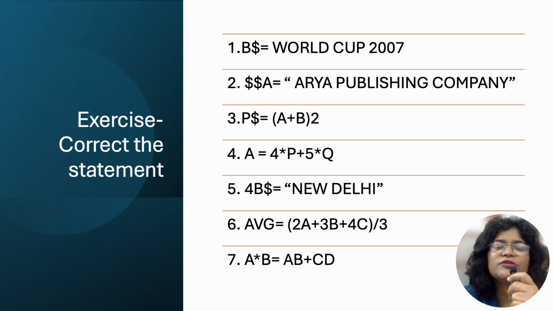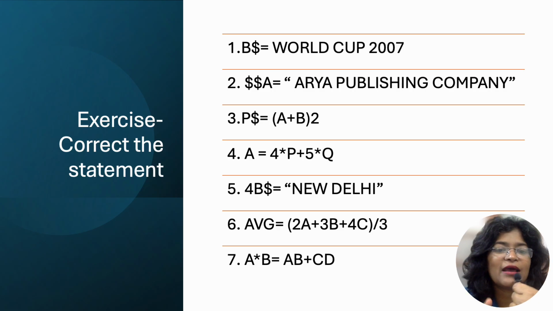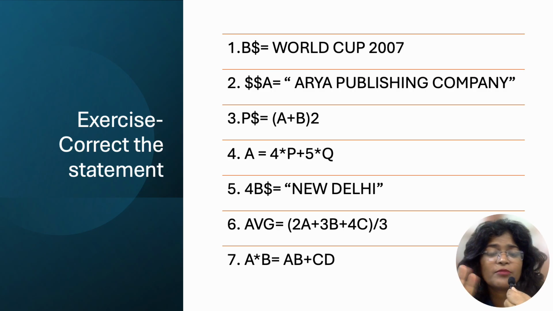What about $P is equal to A plus B into 2? The correct way to write it is, first of all, you have to note, is this a numeric or an alphanumeric? It has to be a numeric because it's a mathematical equation, and we know that alphanumerics cannot be written as mathematical equations. So it cannot be $P, it just has to be P. P is equal to A plus B. And what is the multiplication sign? You have to put an asterisk, asterisk 2.